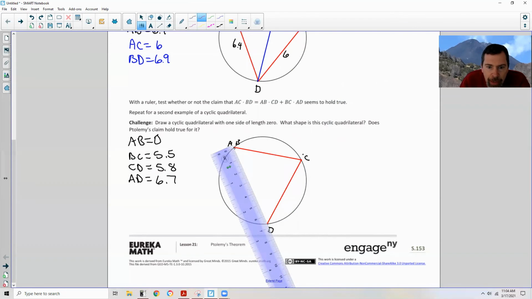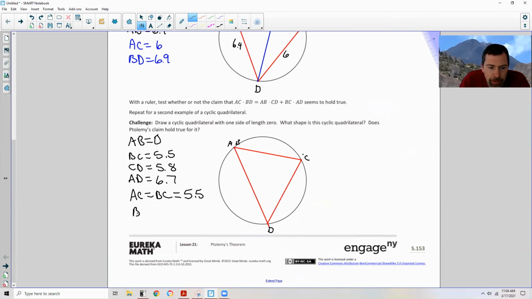Okay, so what's going to happen here? Well, we have AB, we have BC, we have CD, we have AD. What do we not have? The diagonals, AC, but AC equals BC because A and B are at the same location. So AC is going to be 5.5. And then BD is the same as AD because A and B are the same thing. And the length of AD was 6.7. So there are our lengths.